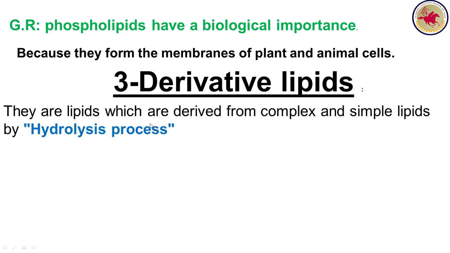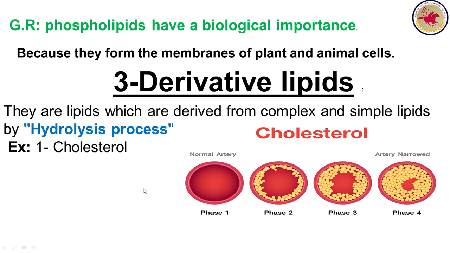Third one, derivative lipids. Derivative, as we said again, are lipids which are derived from complex and simple lipids by the hydrolysis process, meaning hydrolysis reactions in presence of water. From examples, first one, cholesterol. It's a type of lipid that comes from trans fats, a type of fats that when taken in a large amount inside your body turns to cholesterol.